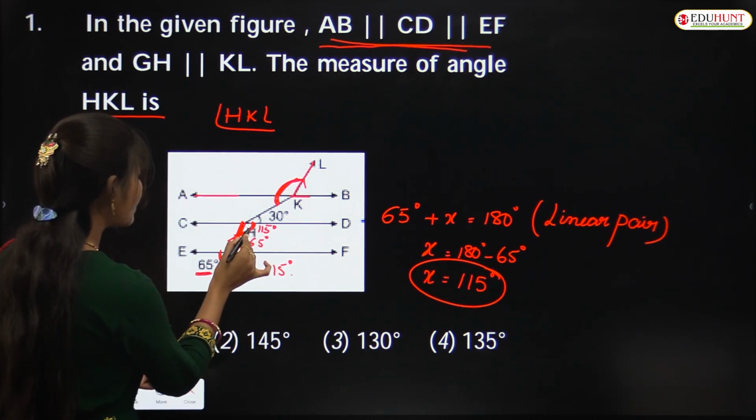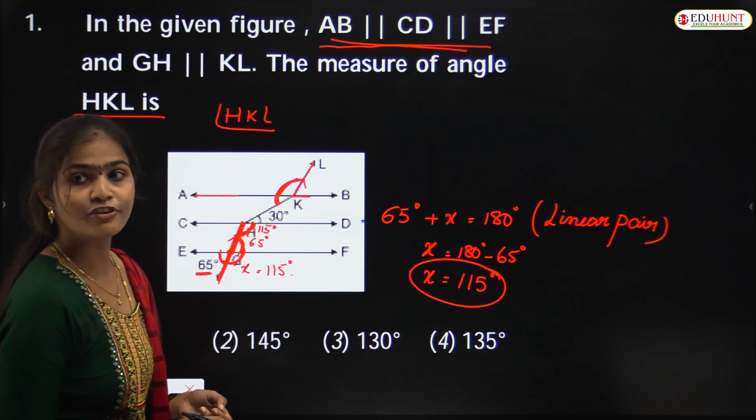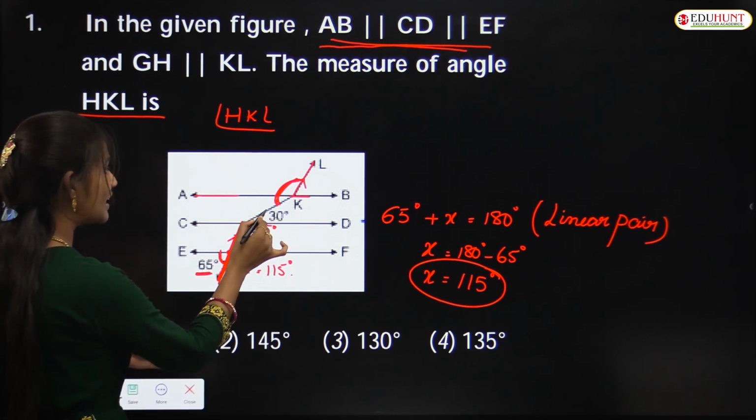Now we have this angle. What is that? 115 degrees. Already one of the angles is given. What is that angle?